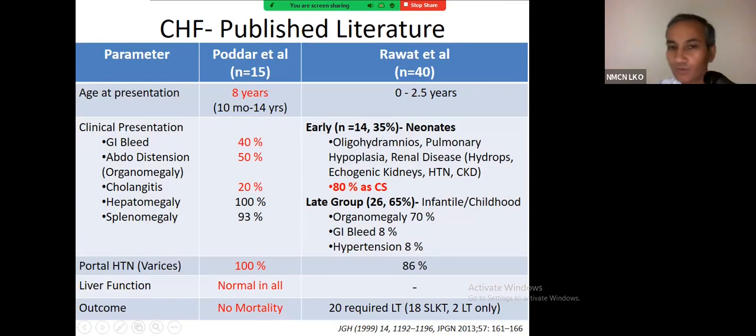This is the data, one from India and one from Birmingham, where it is shown that portal hypertensive presentation is the commonest presentation of CHF. Around 20-30% present with cholangitis, but they again have portal hypertension.